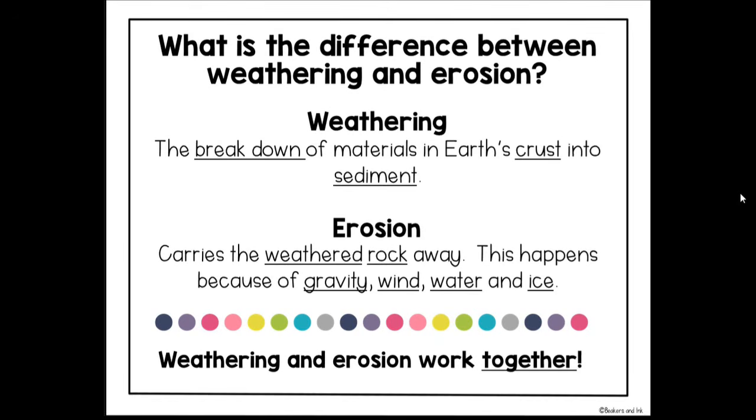This might happen because of gravity, like a landslide. Could be wind moving that weathered rock. Could be water, like a river. Or ice, maybe like a glacier. But weathering and erosion work together to break down rocks and to carry that rock away into new places.